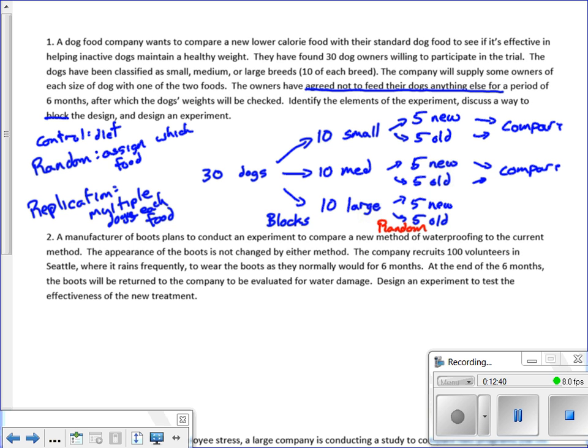Label the steps along the way, and you might have to actually write out, hey, here's how I would do it randomly. Just give some detail. Make sure you account for how things are going to fall into their different groups.